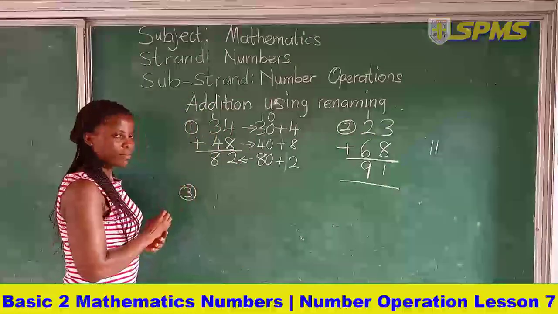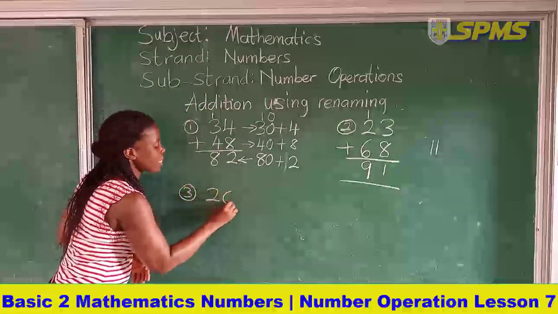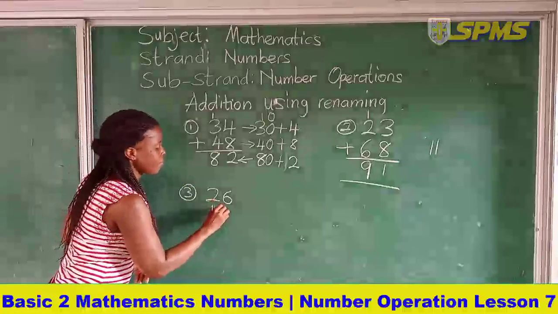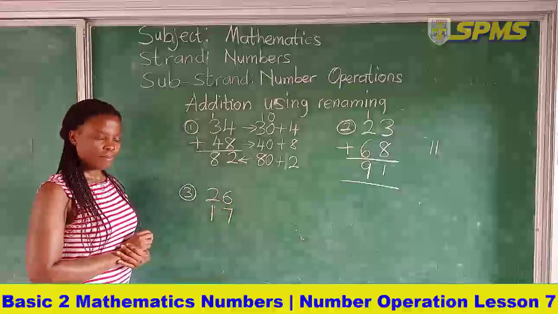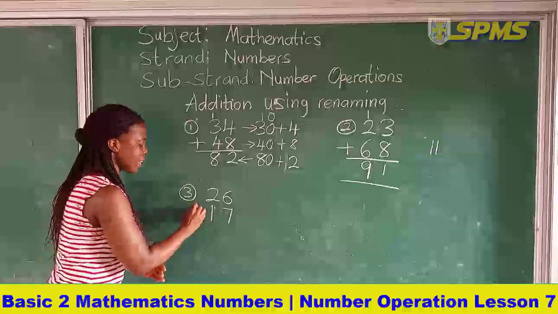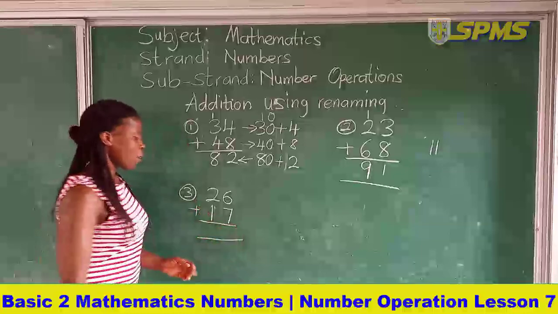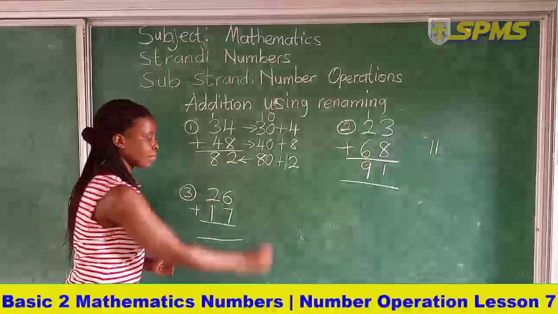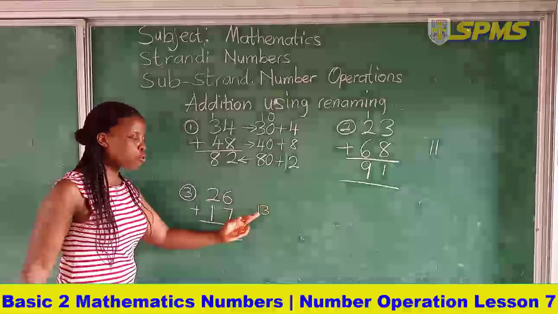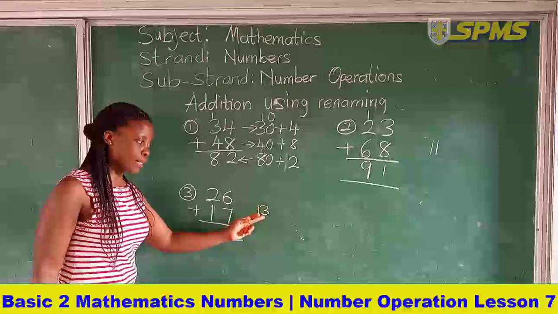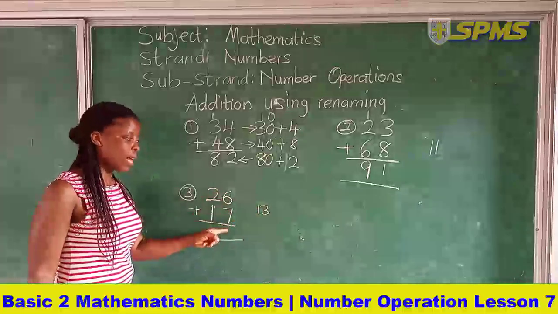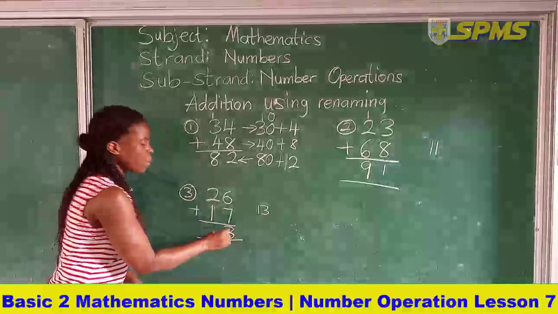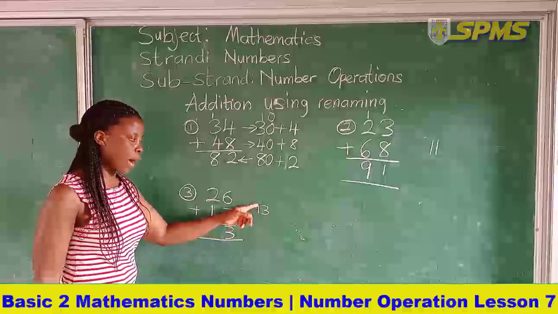Number 3. Let's say 26 plus 17. 26 plus 17. When you add 6 to 7, what do you get? 13. Write it somewhere. 13. You have two digit numbers, the tens and the ones. Which one will you write under the ones? Because you added the ones. The 3, because the 3 is in the ones column. Which one will you carry? The tens, which is 1, to this side.